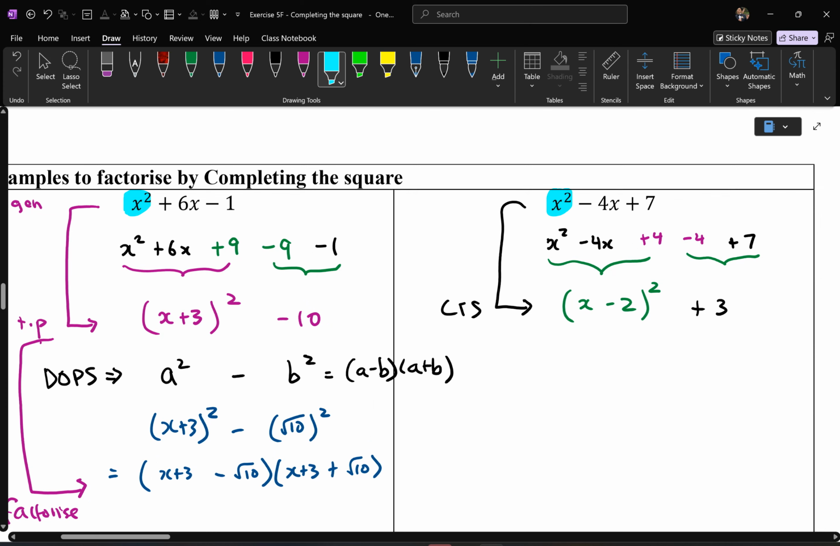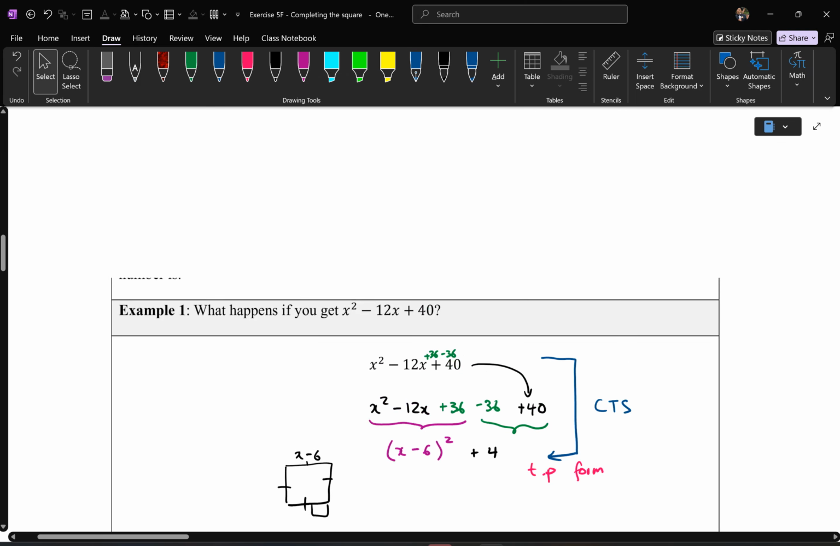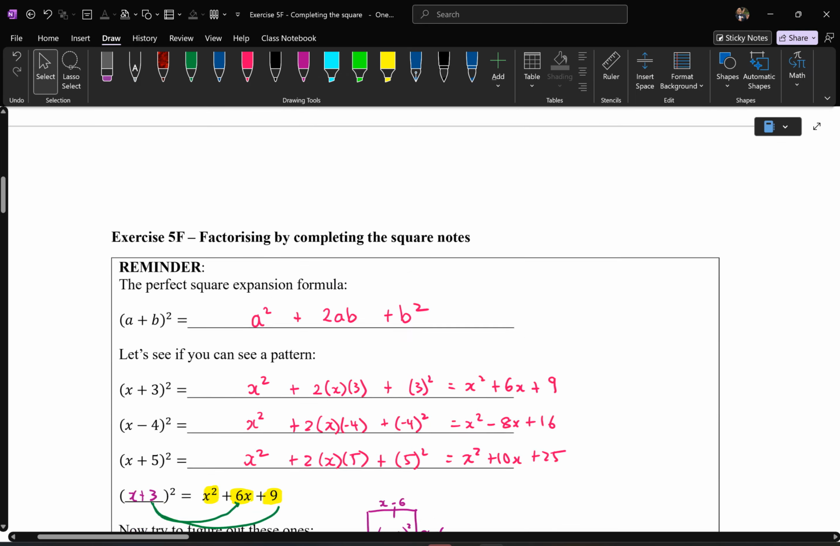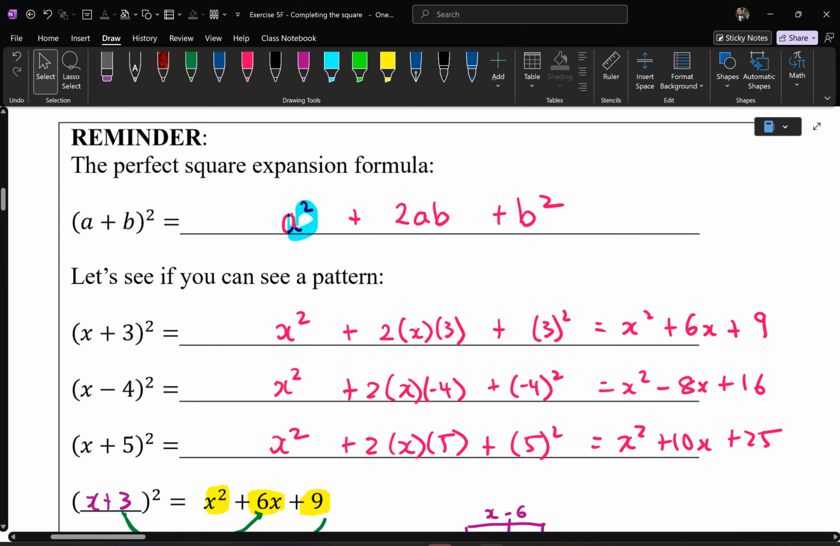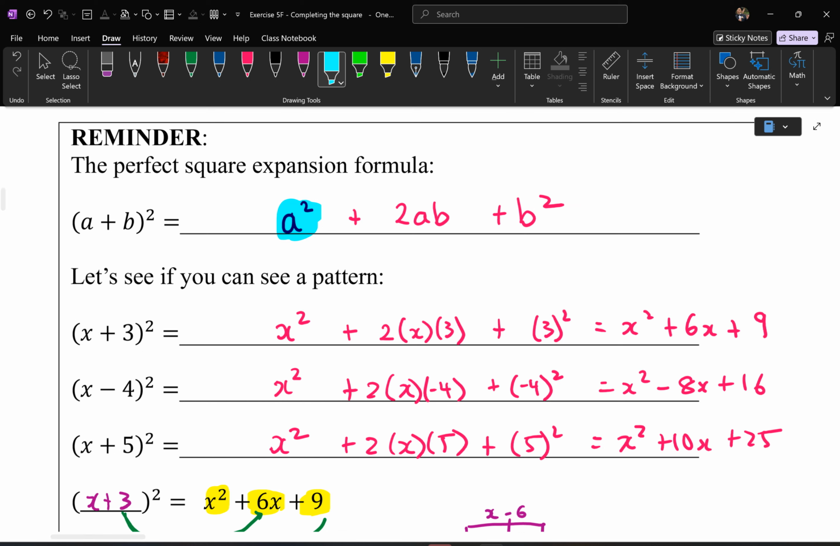This is the key part. What do you notice about all of them? It's always x squared. And the reason why is because the rule is easier if A is just x, 1x. Because if A was any other number, that changes the middle number. If that was a 2x, then you can't just rely on the fact that doubling 3 will get you the middle number. So ideally you want A to be just x.